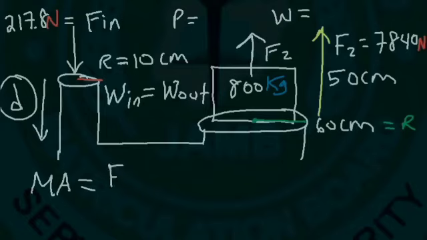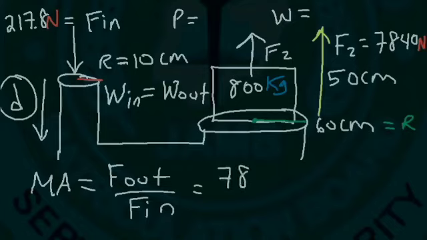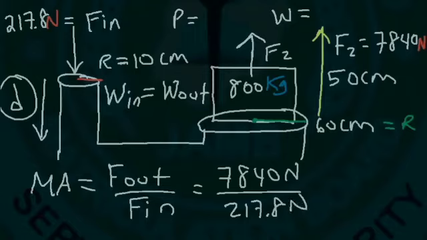The mechanical advantage is the ratio of the output force divided by the input force. So that's 7,840 divided by 217.8. So the mechanical advantage is about 36. So this particular hydraulic lift multiplies the force by a factor of 36. So if you apply a force of 100 newtons, the output force will be 100 times 36, or 3,600 newtons.